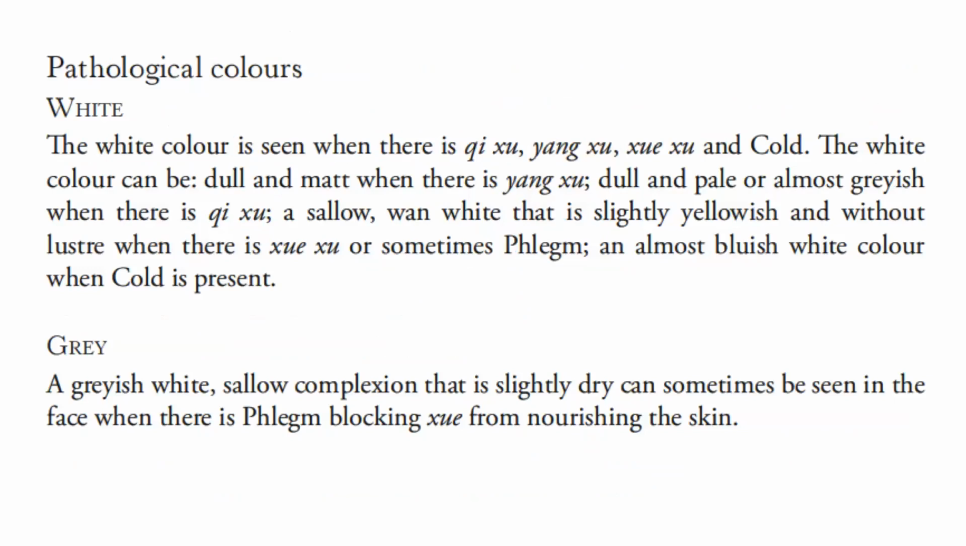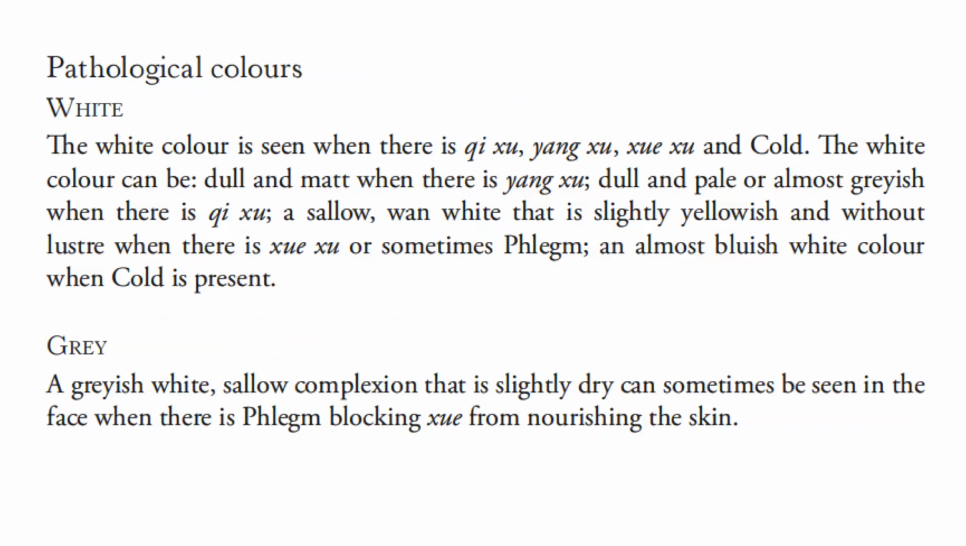Now let's move on to pathological colors. Let's start with white. The white color is seen where there is qi deficiency, yang deficiency, blood deficiency, and cold.